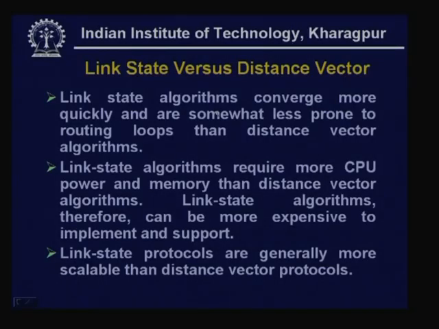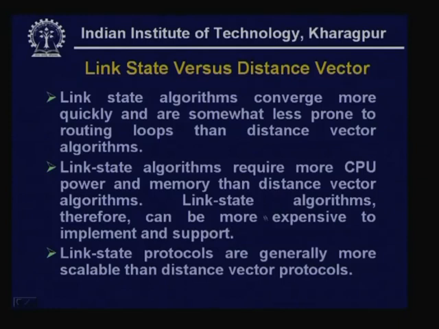Link state algorithms converge more quickly and are somewhat less prone to routing loops than distance vector routing. It has been observed that the link state algorithms which I have discussed just now converge more quickly and are somewhat less prone to routing loops than the distance vector routing. However, link state algorithms require more CPU power and memory than distance vector algorithms. Link state algorithms therefore can be more expensive to implement and support.